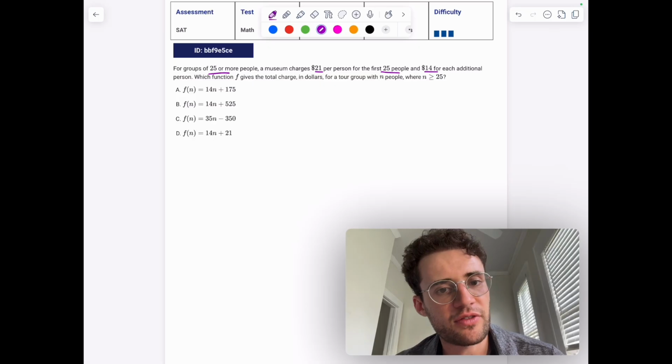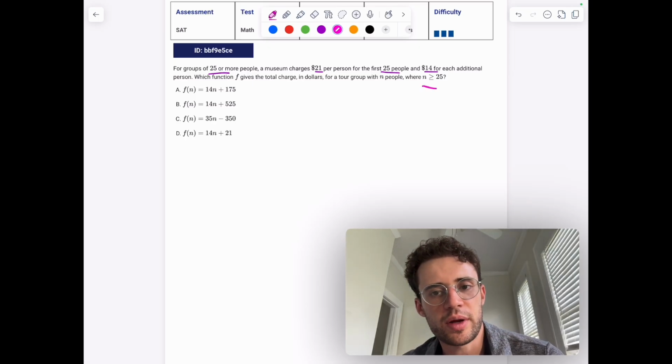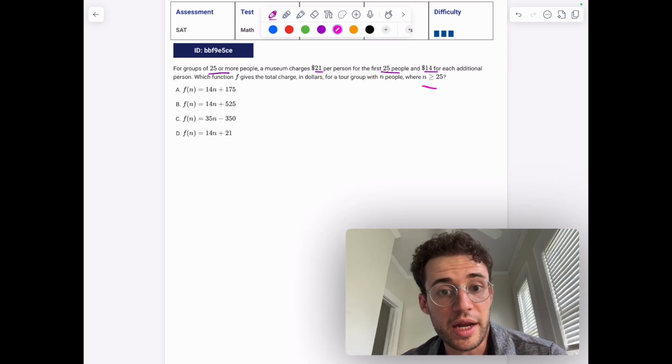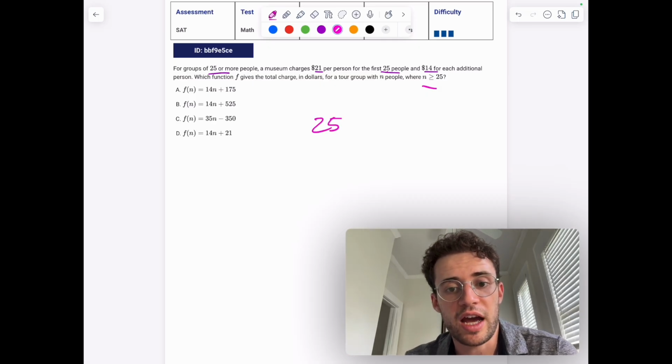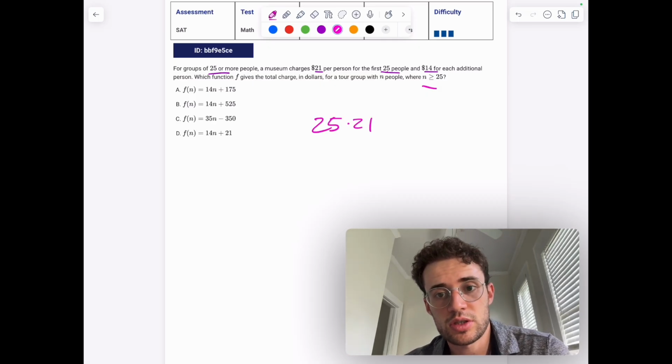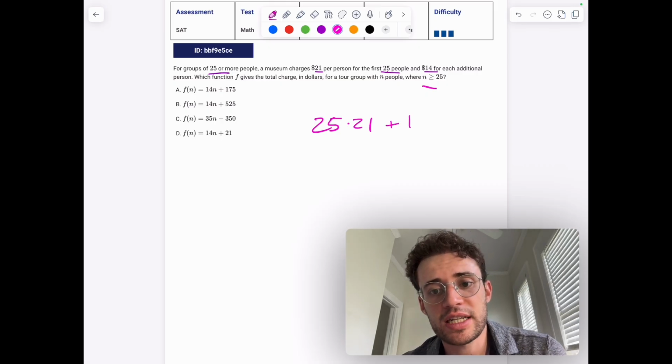Which function f gives the total charge in dollars for a tour group with n people where n is greater than or equal to 25? Since we know n is greater than 25, we can just figure out 25 times 21. Because if it's greater than 25 people, you paid 25 times 21, right? Those first 25 people paid $21. Then after that, you'd be paying $14 for all of the people that are more than 25.